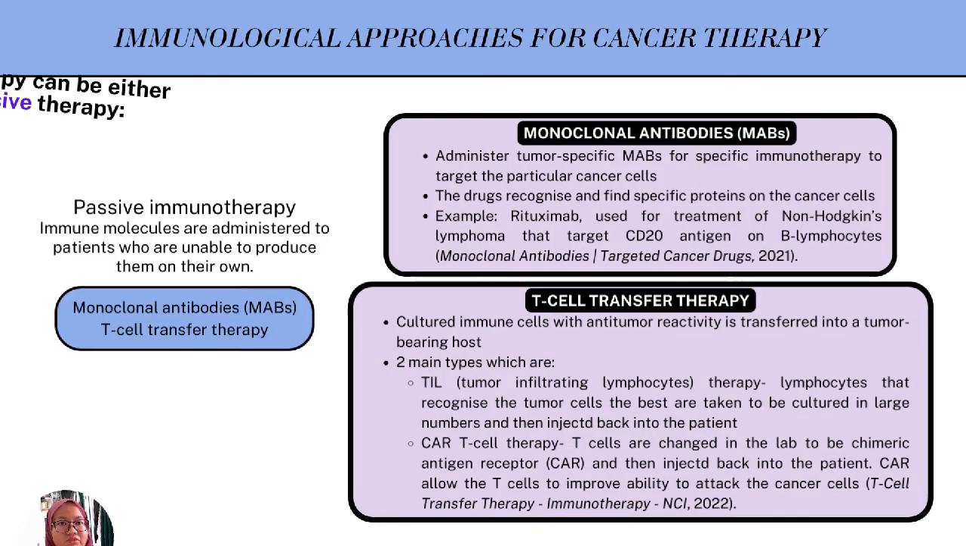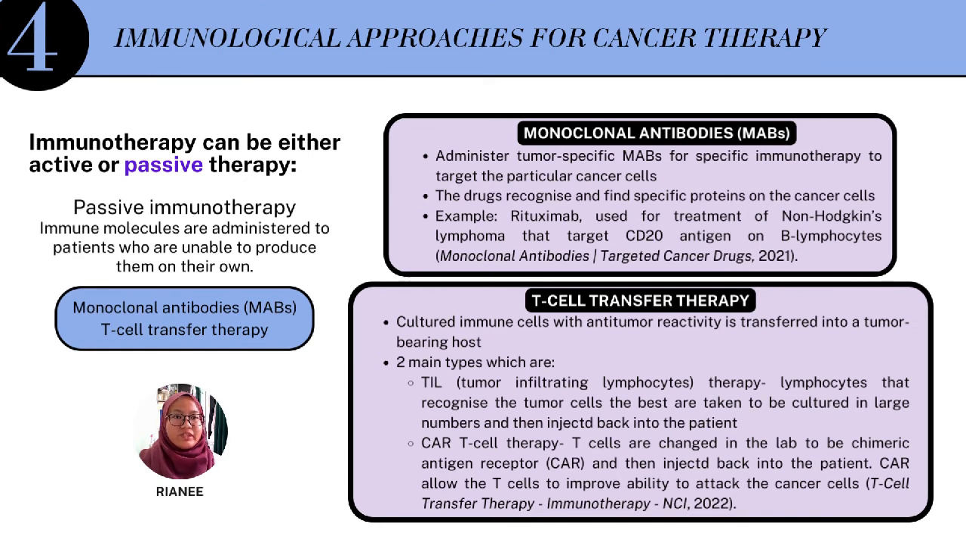Okay, next is passive immunotherapy. This therapy involves the administration of immune molecules to patients who do not produce the immune molecule on their own. The first method is monoclonal antibodies. It is a specific drug treatment that can be designed to target certain cancer cells. This drug recognizes and finds specific protein on the cancer cells. An example of monoclonal antibody is rituximab, which is used for treatment of non-Hodgkin's lymphoma. This drug targets antigen CD20 on B lymphocytes and then induces an adaptive anti-tumor immune response.